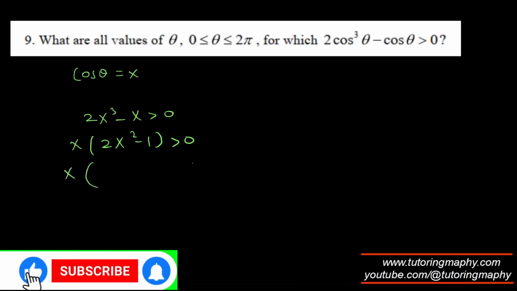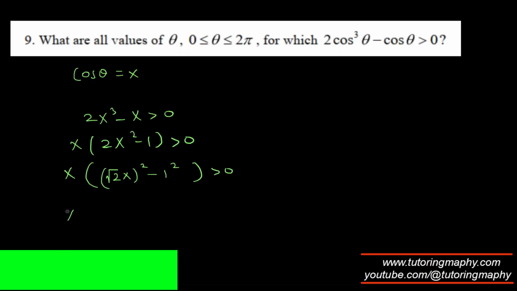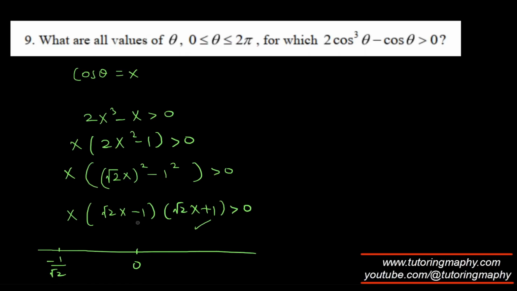And don't you think this looks like a difference of perfect squares? Can I write this as root 2x squared minus 1 squared? Because now it looks like a squared minus b squared, which is a minus b and a plus b. And now I can make a number line. I can plot the roots here, which is negative 1 over root 2 from this one, 0 from this one, and 1 over root 2 from this one.